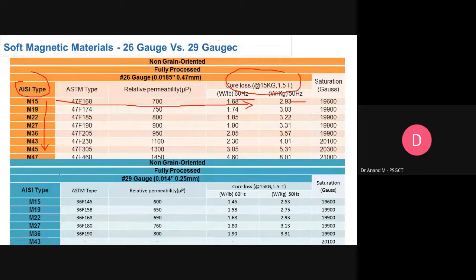But if the same material, M15, goes to the 29 gauge system, which has a reduced stamping thickness of 0.25 mm, you could see that the core loss at the same 50 Hz component drops to 2.53. Even though we say that high efficiency energy motors, for example, now we speak about IE3 and IE4 instead of IE2 and IE1, how can this energy efficiency be accommodated, especially with respect to EV systems?